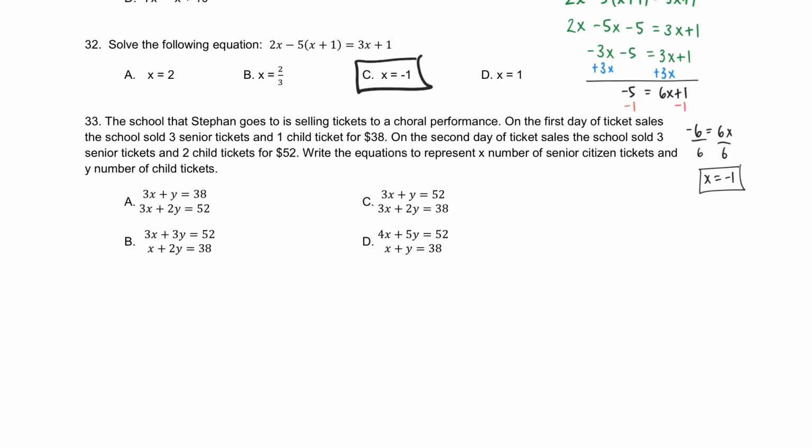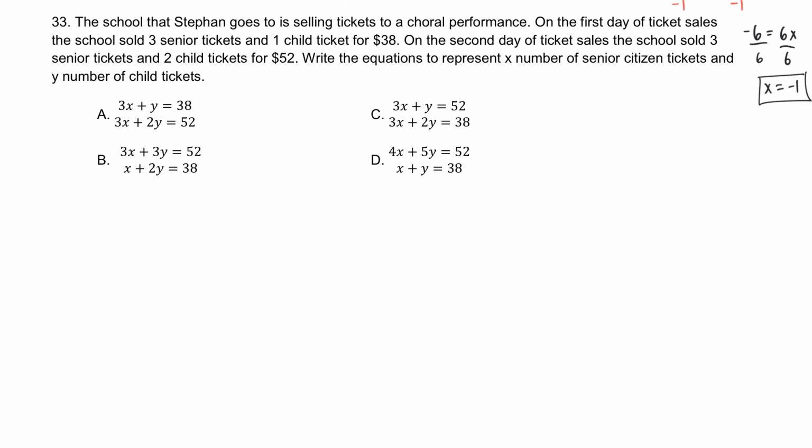All right, 33. The school that Stephen goes to is selling tickets to a choral performance. Choral, whatever. Choir. On the first day of ticket sales, the school sold 3 senior tickets and 1 child ticket for $38. On the second day of ticket sales, the school sold 3 senior tickets and 2 child tickets for $52. Write the equations to represent x number of senior citizen tickets and y number of child tickets.